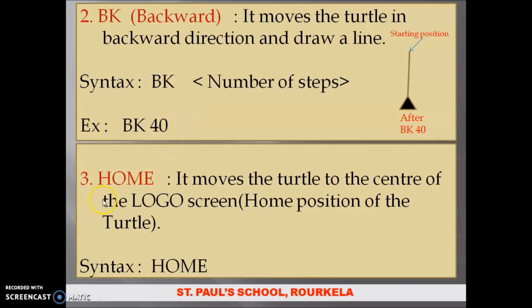Then the third command is home. It moves the turtle to the center of the logo screen. As I told you, in the graphics area the turtle is always shown in the center of the screen; that is its home position or initial position. So suppose your turtle is in this position, and I use the home command, then it will again move to its starting position. Wherever your turtle is, once you use the home command, it will directly jump to its starting position, that is the center of the logo screen.